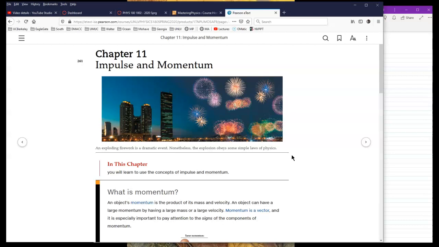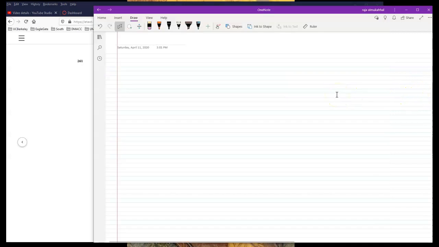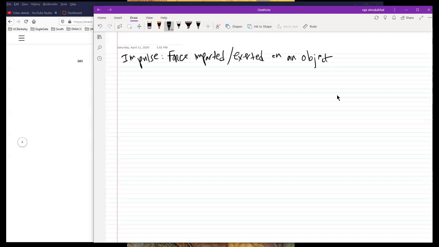Momentum, however, let me go back to this. So let me talk about impulse. Impulse: force imparted or exerted on an object for a very short time. Think of the word kick, for example. Hit and so on.